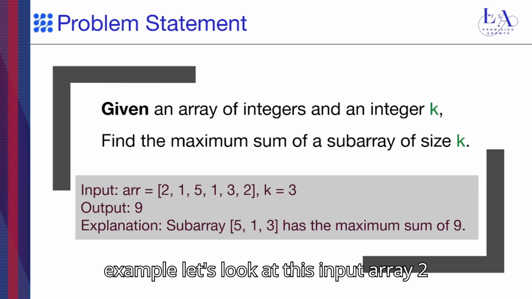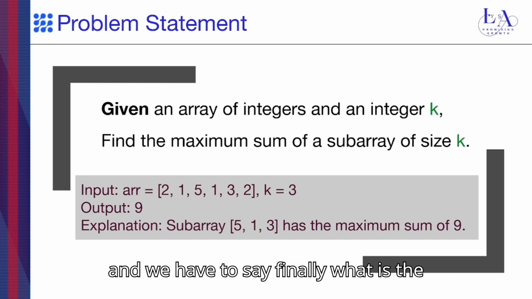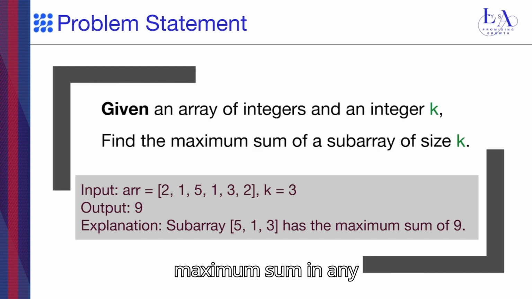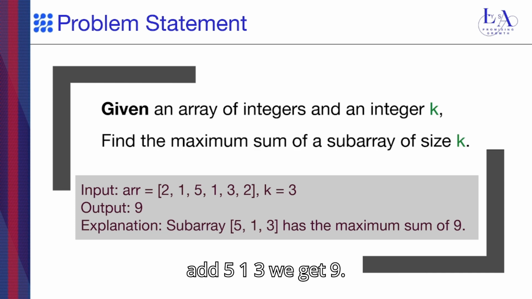So for example, let's look at this input array 2, 1, 5, 1, 3, 2 and let the window size be 3. So here we have to find the sum of 2, 1, 5, then the sum of 1, 5, 1, then 5, 1, 3, then 1, 3, 2, and we have to say finally what is the maximum sum in any subarray of size k. So here the output is 9 because when we add 5, 1 and 3 we get 9.